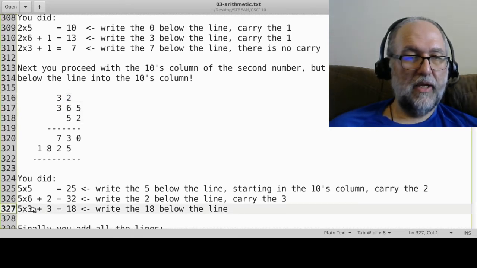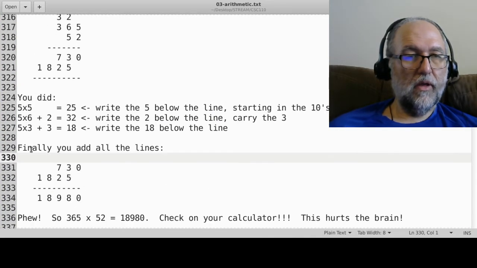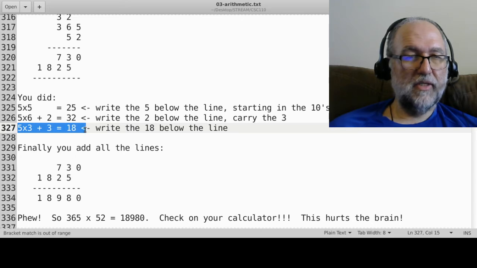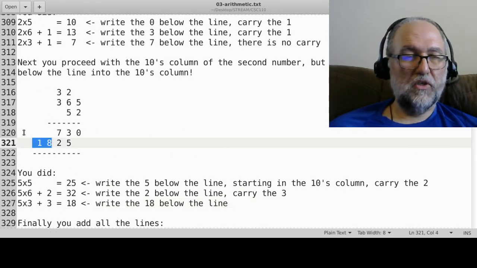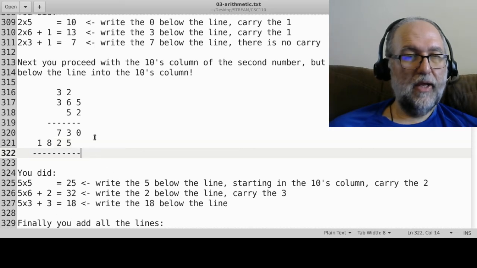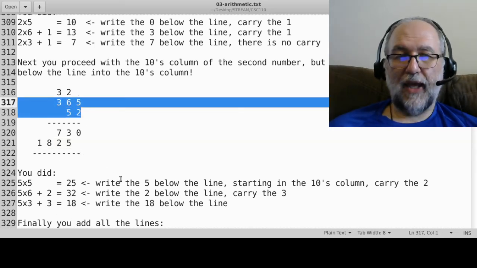So you go 5 times 3. Okay, 5 times 3 plus 3 is 18. And you write the 18 below the line like that. There's no more digits, so you don't have to carry that 1 any further, okay? And now we're done with the multiplication.